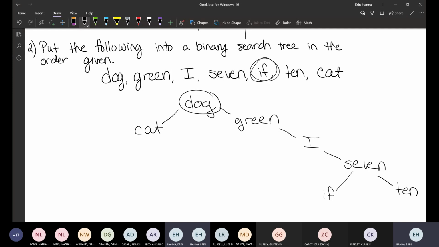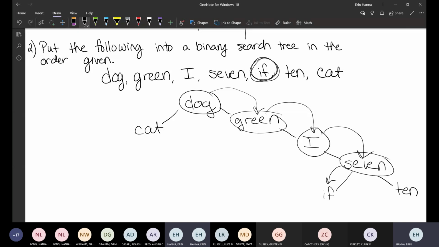But say I wanted to look at if again. So if comes after dog in the alphabet. So then I have to compare it to green. Well, it's also after green in the alphabet. So I come down to this I. Now this would also come after I, so it goes down this way. And then I compare it to 7. But if comes before 7 in the alphabet, so it has to go to the left.